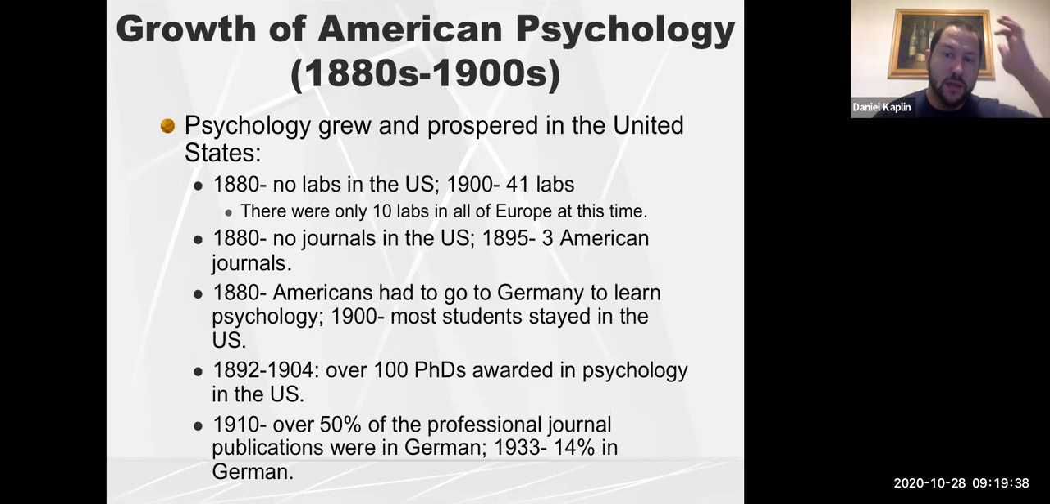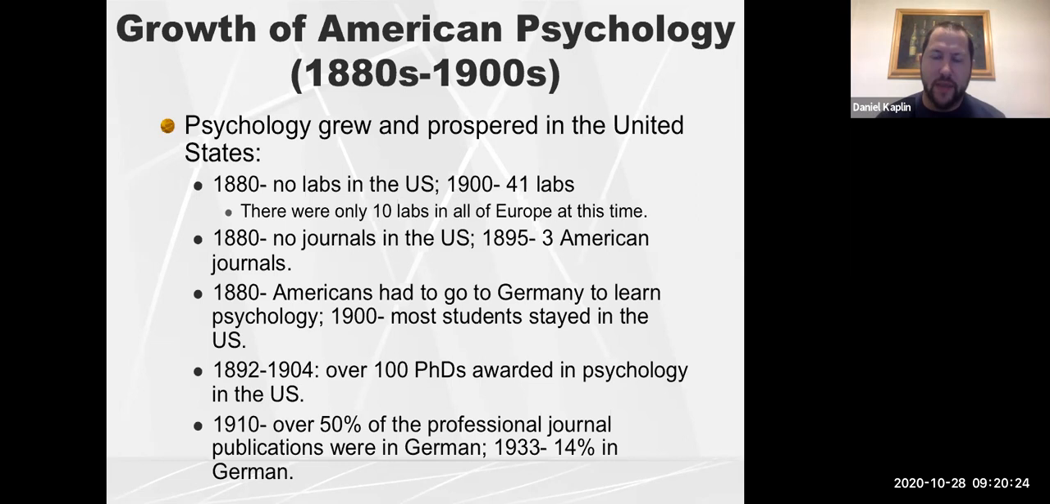So in 1880, any American psychologist that wanted to study had to go to Germany to learn psychology, typically under Wundt. By 1900, most students were staying in the United States. And between the years of 1892 and 1904, over 100 PhDs were awarded in psychology. And again, to give you an idea of journals, in 1910, over half of the professional journals were published in German. By the 1930s, only about 14%, or one-seventh, of the journals were published in German. And by then the American journals took over.